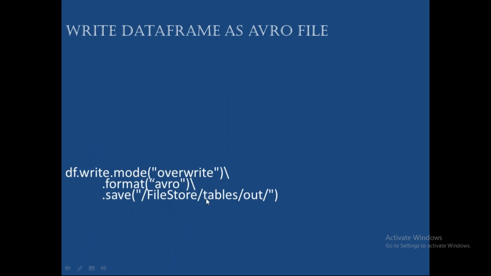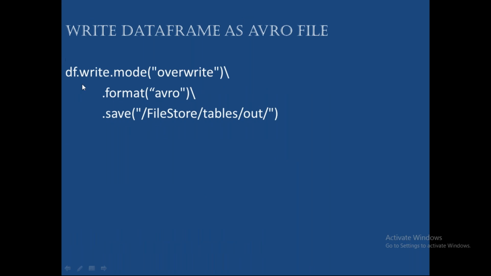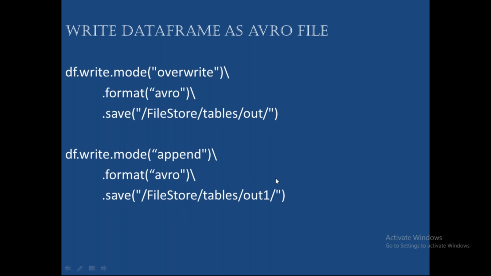Let's see how to write Avro files. DF is nothing but a data frame. I want to write in overwrite mode, the format is Avro, and I save the output data to this particular location. In overwrite mode, whatever data we have in the directory will be removed and the new data will be written. Append means the new data in this DF is added to the data already there. Okay, this is all about Avro.